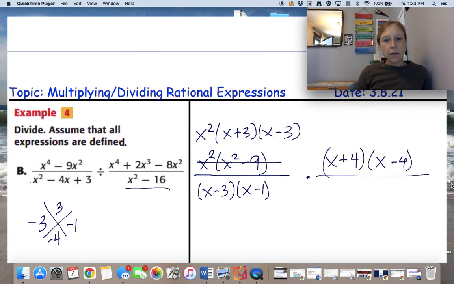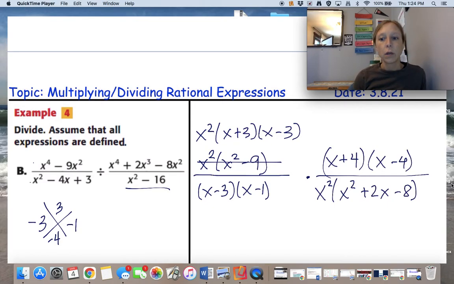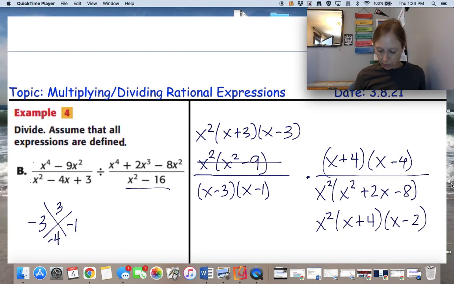And my denominator, it looks like I'm going to have a similar situation again. I see x to the fourth, x cubed, x squared. I can factor an x squared out, but then I think I'll have to keep going. So x squared leaves me with x squared plus 2x minus 8. What multiplies to negative 8 and adds to 2? What would that be? 4 and negative 2: x plus 4, x minus 2. So yep, those multiply to negative 8, add to 2.